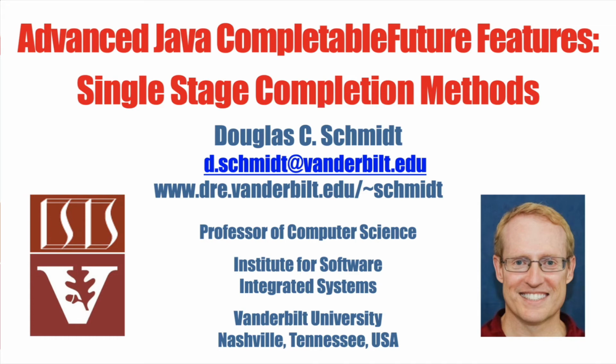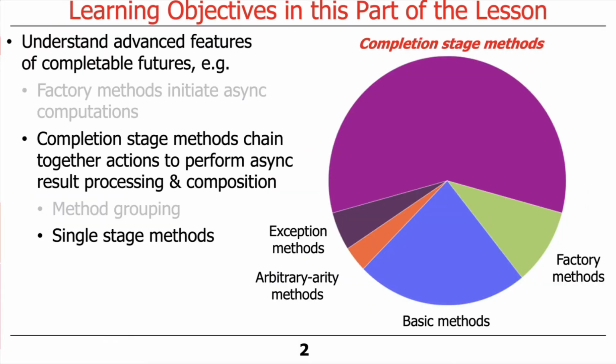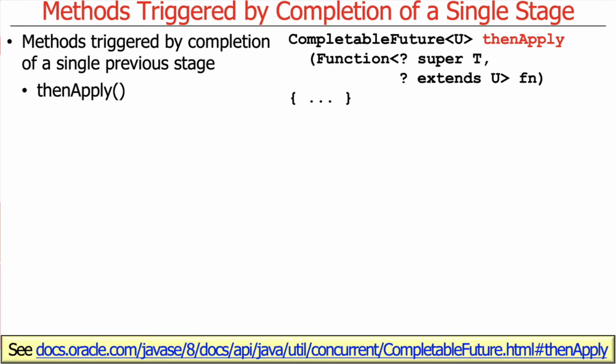So now that you've gotten the big picture view of completable futures, let's zoom in on the completion stage methods that are triggered when a single stage completes. We'll see that roughly a third of the completion stage methods fall under that category. So let's take a look at probably the simplest of these.